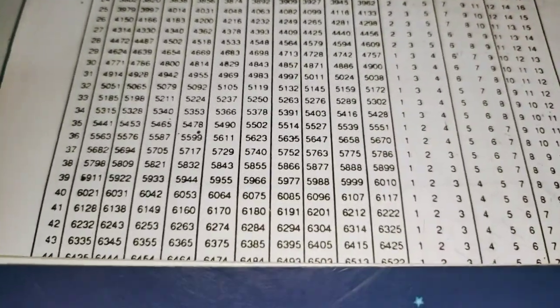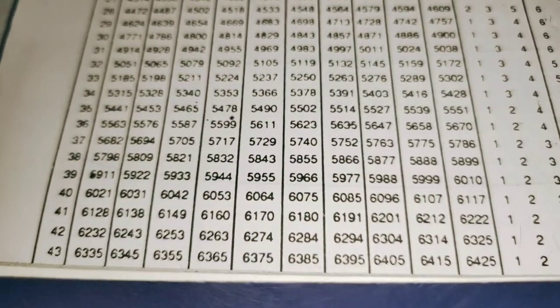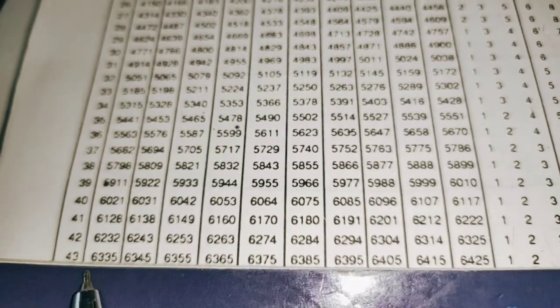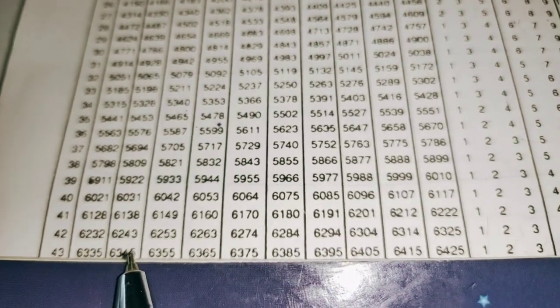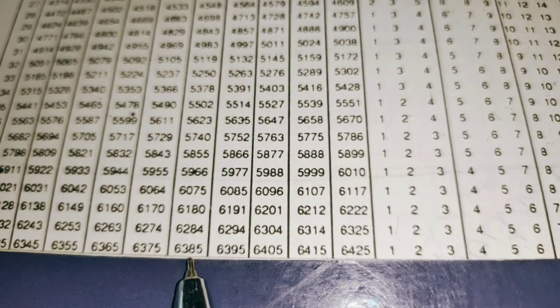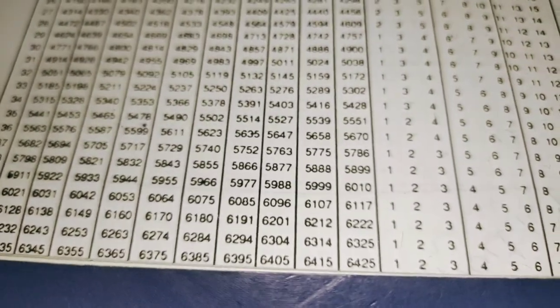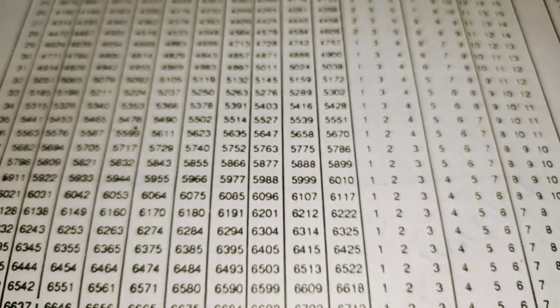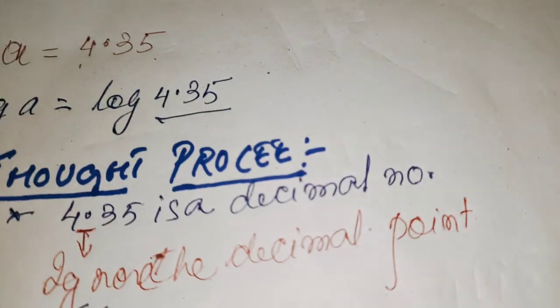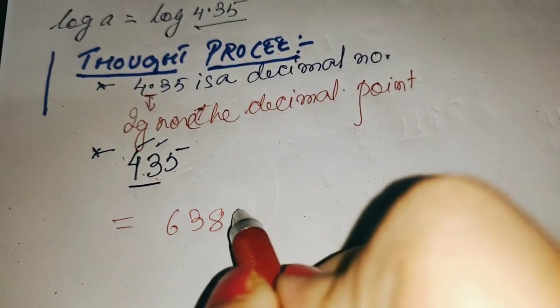So in the fifth column of 43, what is the value given? Let us count: 0, 1, 2, 3, 4 and 5. This is 6, 3, 8, 5. This is the value. Now let us write down 6, 3, 8, 5 here.